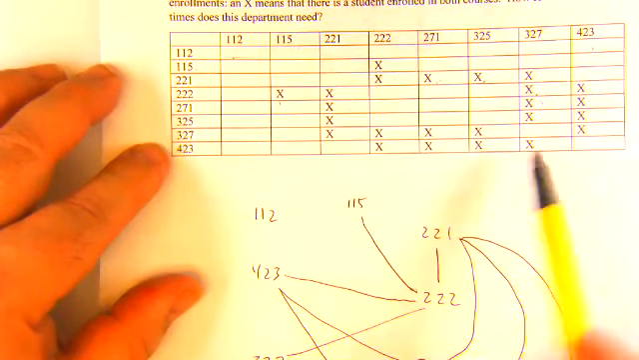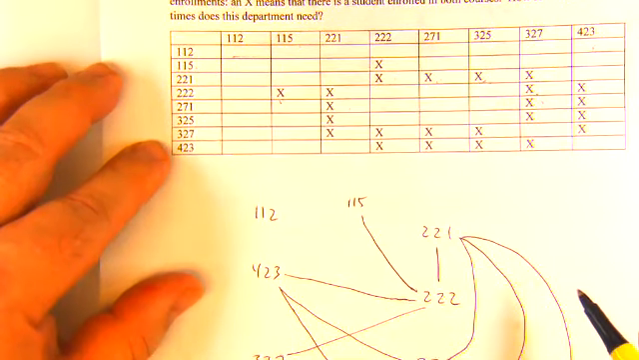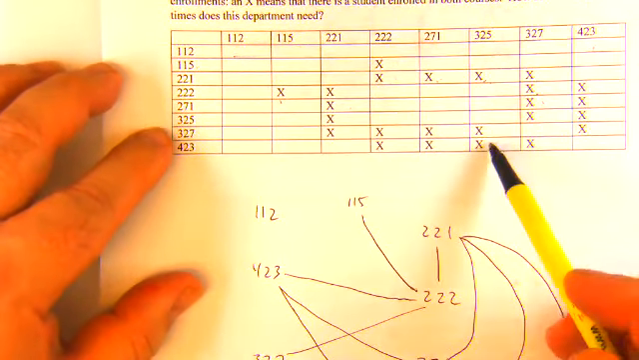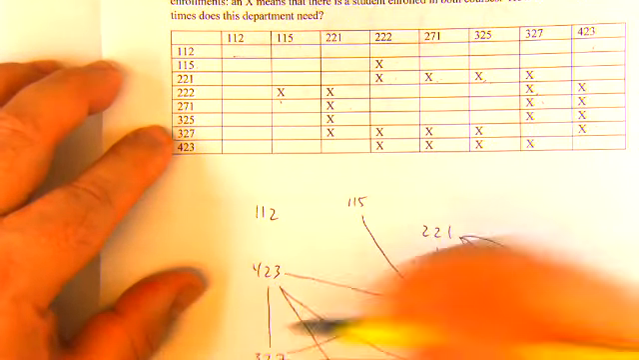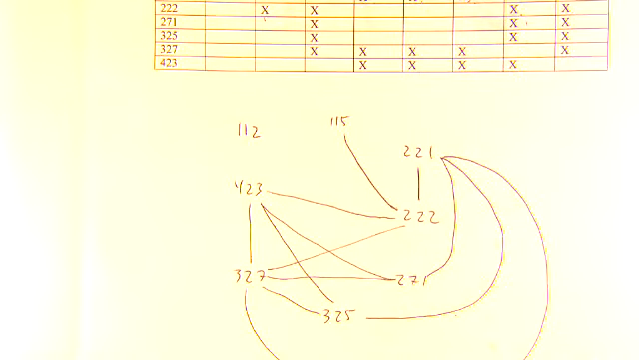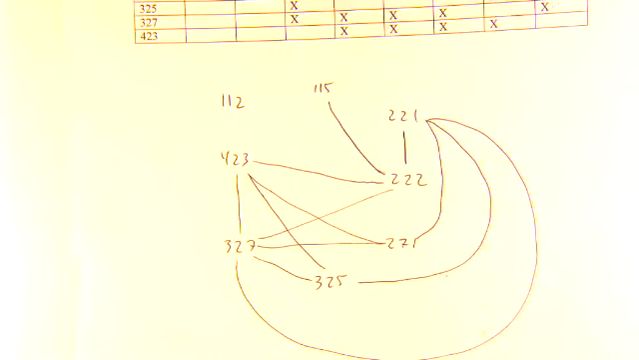Right, 1, 2, 3, 4, 1, 2, 3, I missed one. Oh, right, 327 is connected to 423. I missed that. There we go. So there is our graph of courses where each vertex is a course and each edge indicates there's a student taking both courses, right? So it's a scheduling graph.